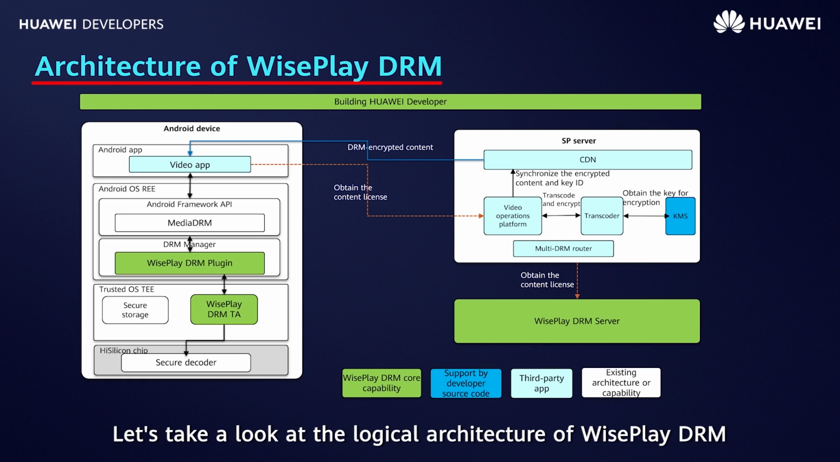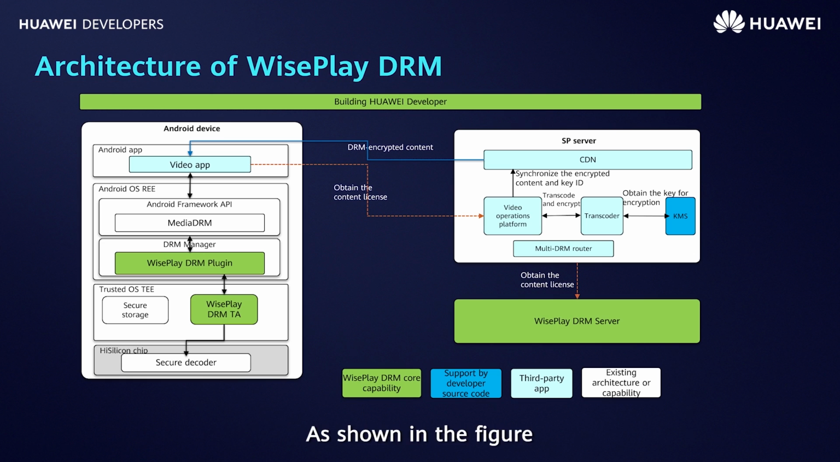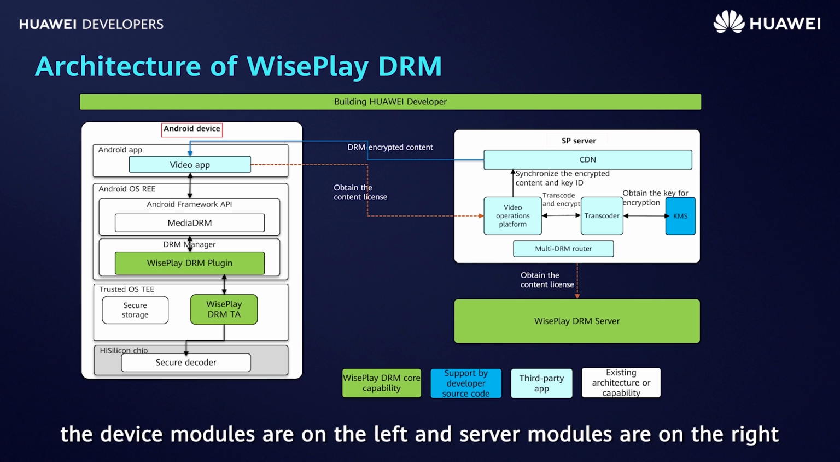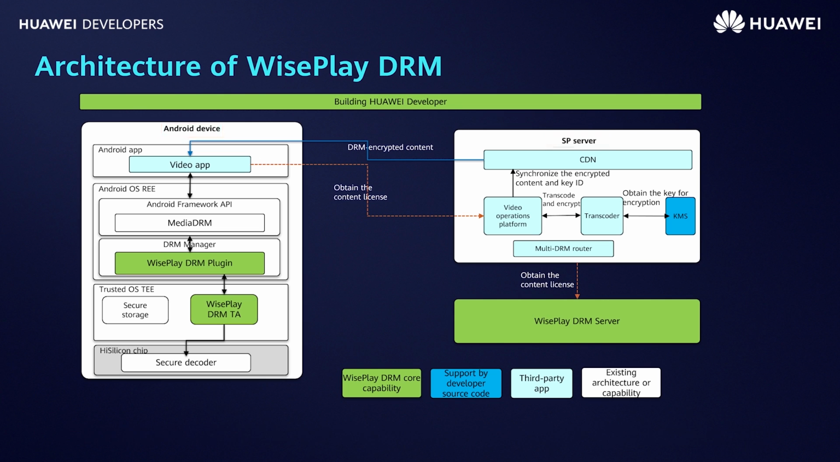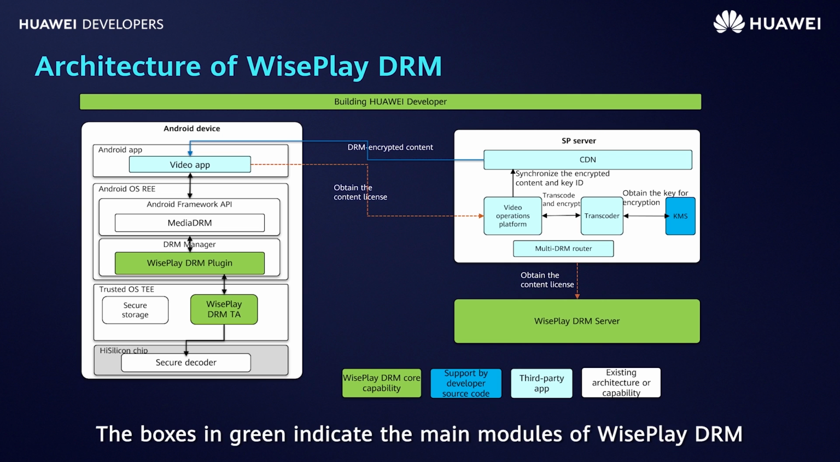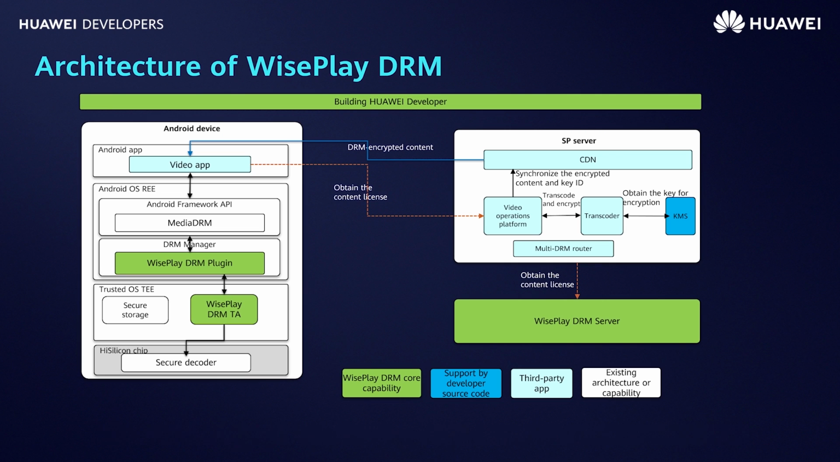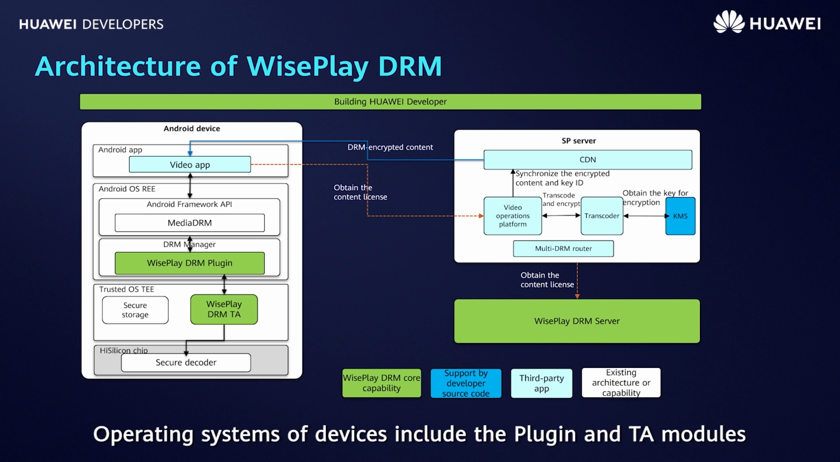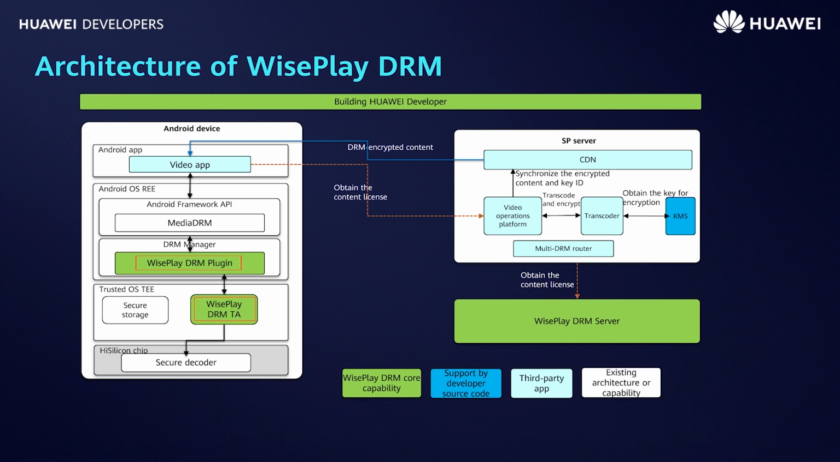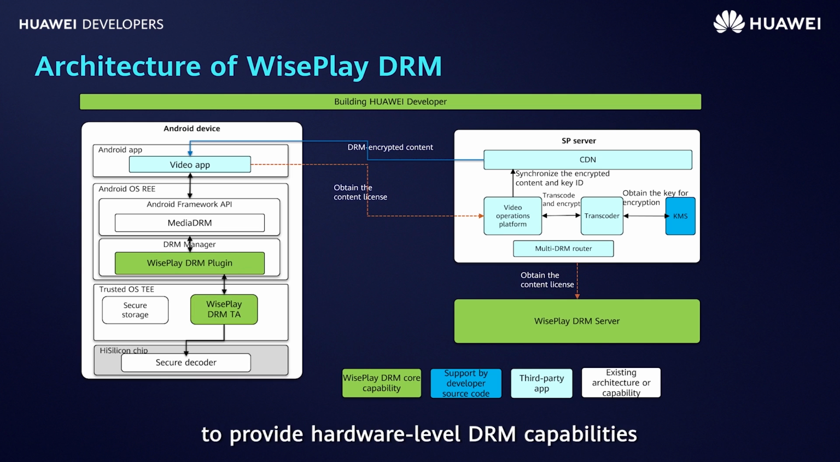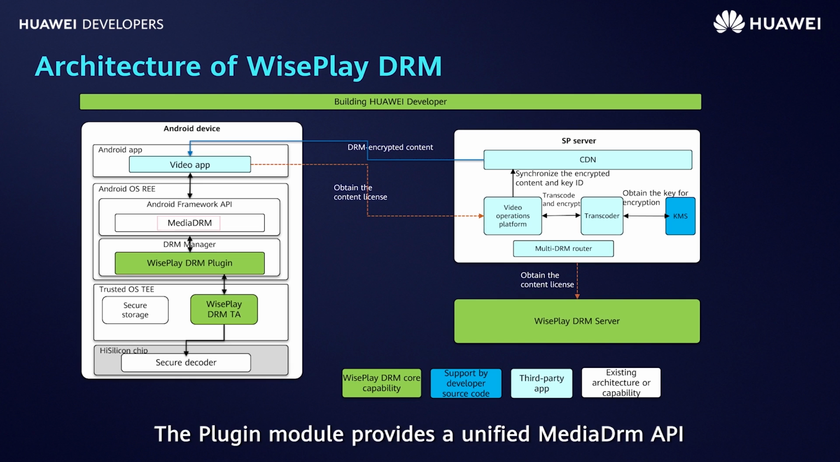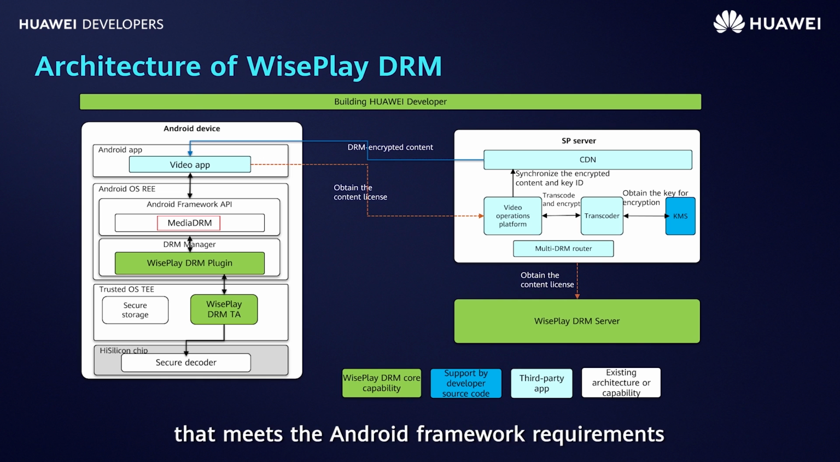Let's take a look at the logical architecture of WisePlay DRM. As shown in the figure, the device modules are on the left and the server modules are on the right. The boxes in green indicate the main modules of WisePlay DRM. Operating systems of devices include the plugin and the TA modules. The TA module runs at the TEE layer to provide hardware-level DRM capabilities. The plugin module provides the unified Media DRM API that meets the Android framework requirements for video apps.